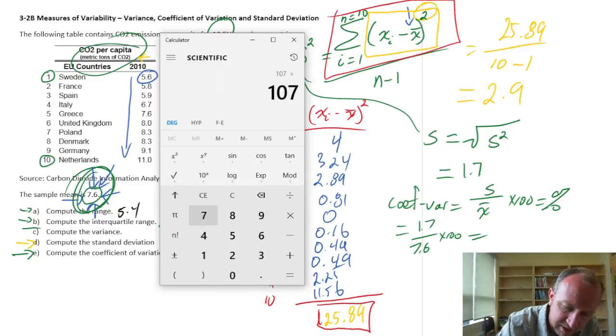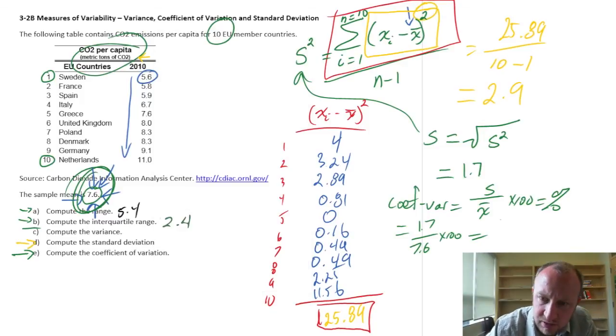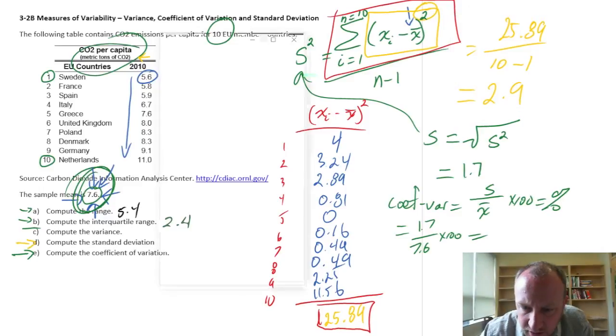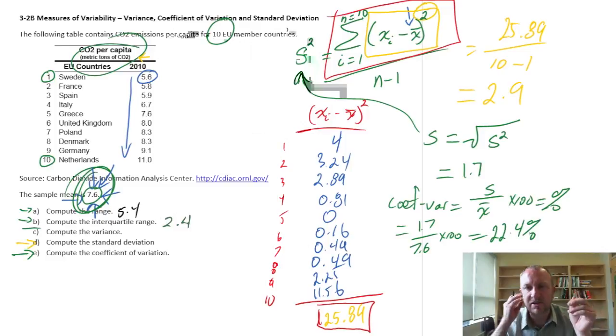1.7 divided by 7.6 times 100. Oops. Oh, something went wrong there. 1.7 divided by 7.6 times 100. So 22, let's say 24%. 22.4, I think. 22.4%. So my standard deviation is 22.4% of my mean.